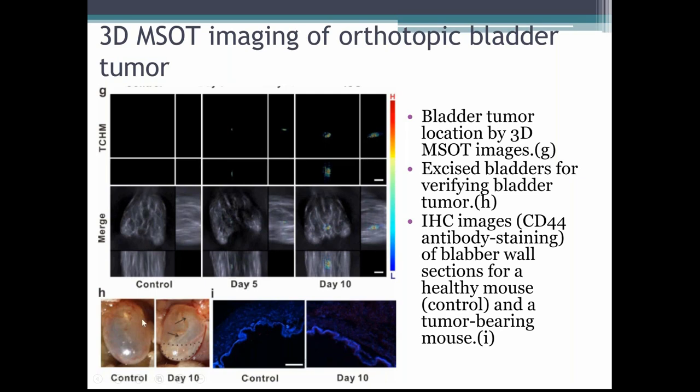Upon the mice being sacrificed and dissected, it can be seen that the bladder of the healthy mouse is transparent without any solid lesions, while in the bladder of the tumor-bearing mouse, an obvious solid lesion and some nodules can be clearly observed, as indicated by the dotted circle and the arrows. In addition, immunofluorescence images of the bladder tissues stained with CD44 antibody also support our MSOT imaging results. These results further confirm that MSOT can be utilized to locate tumors in vivo.